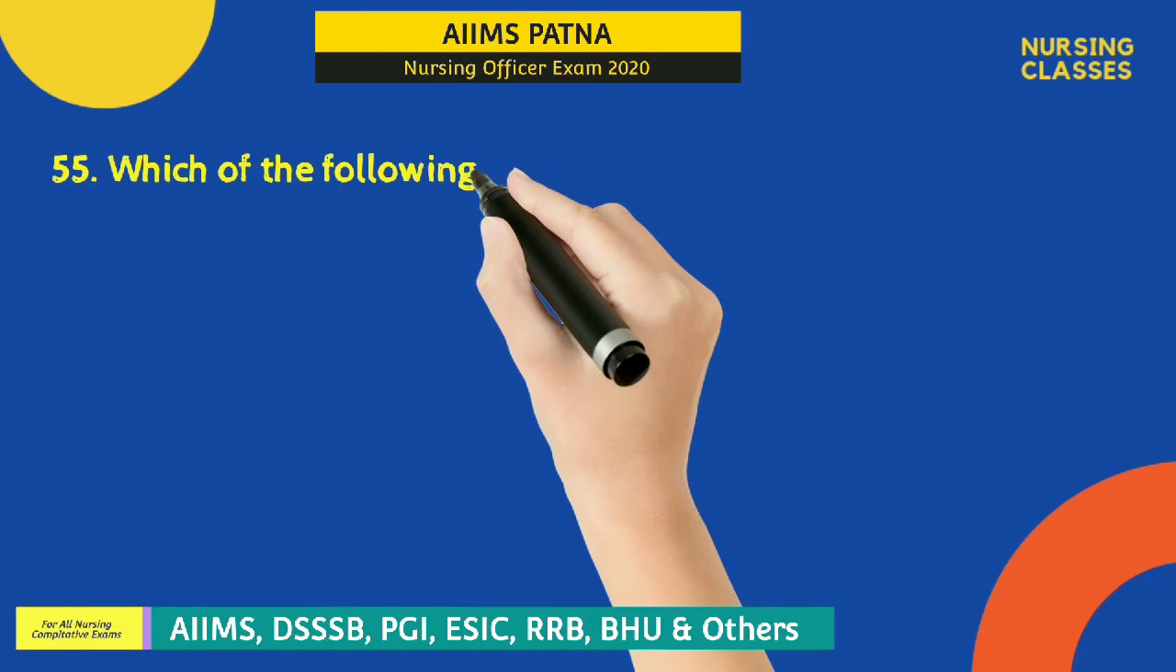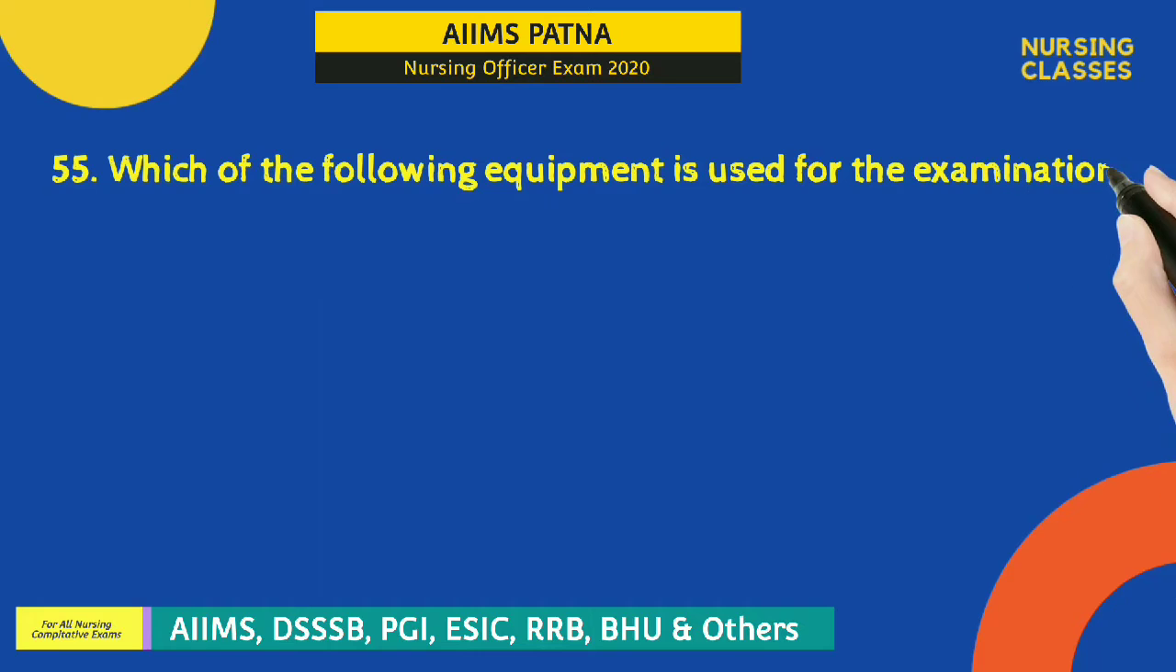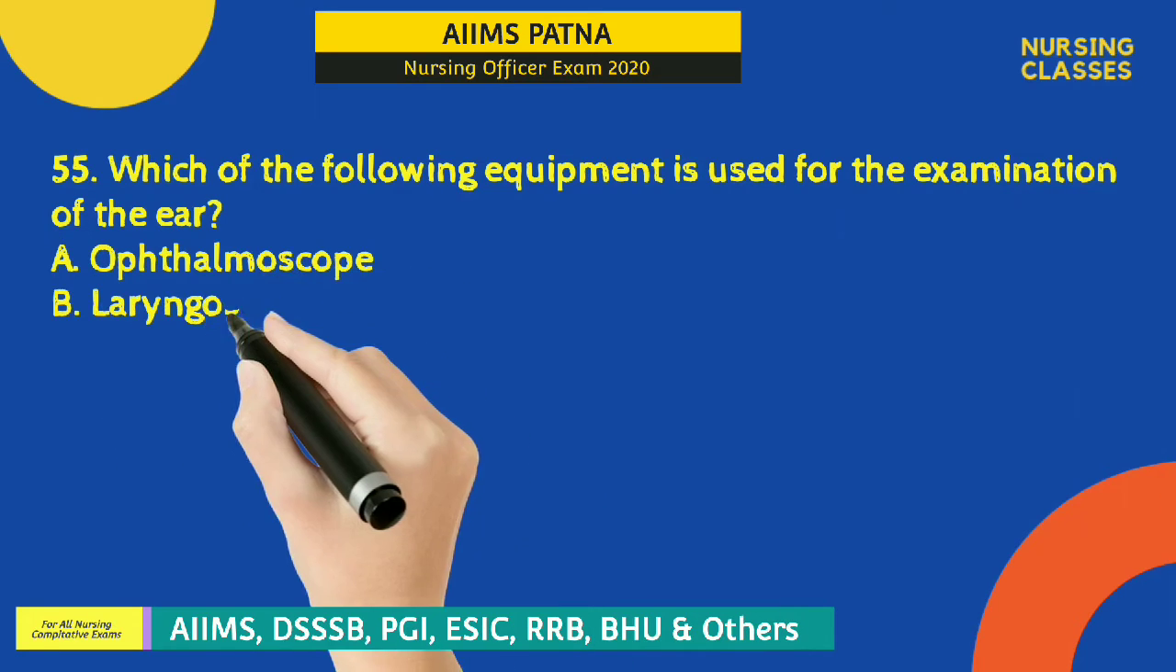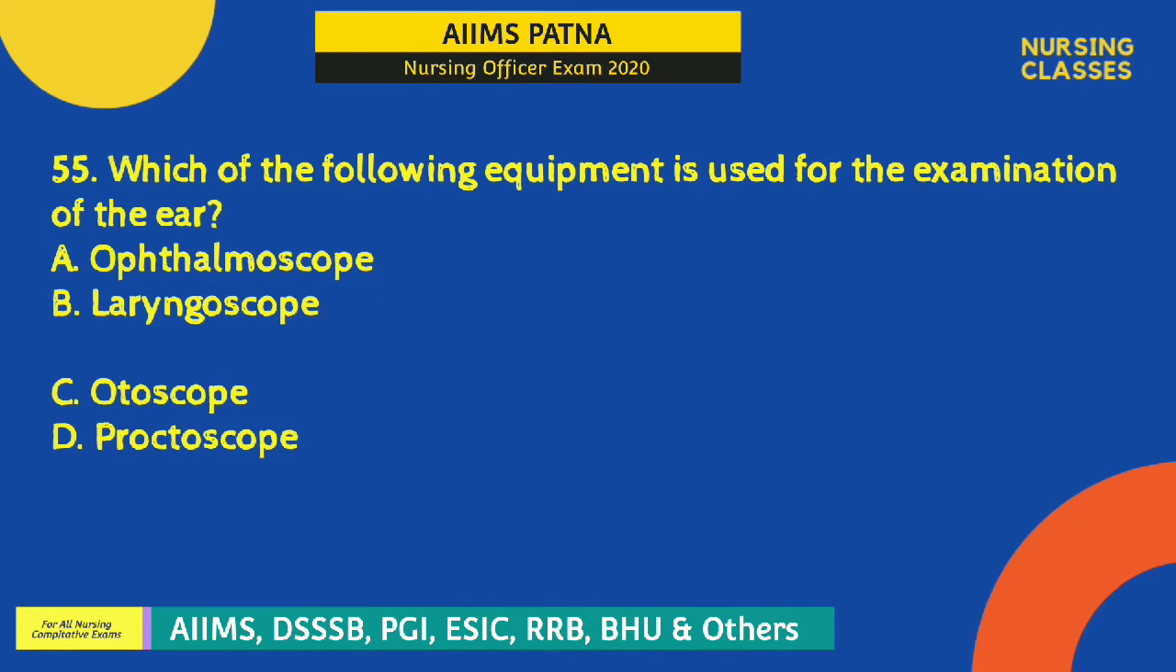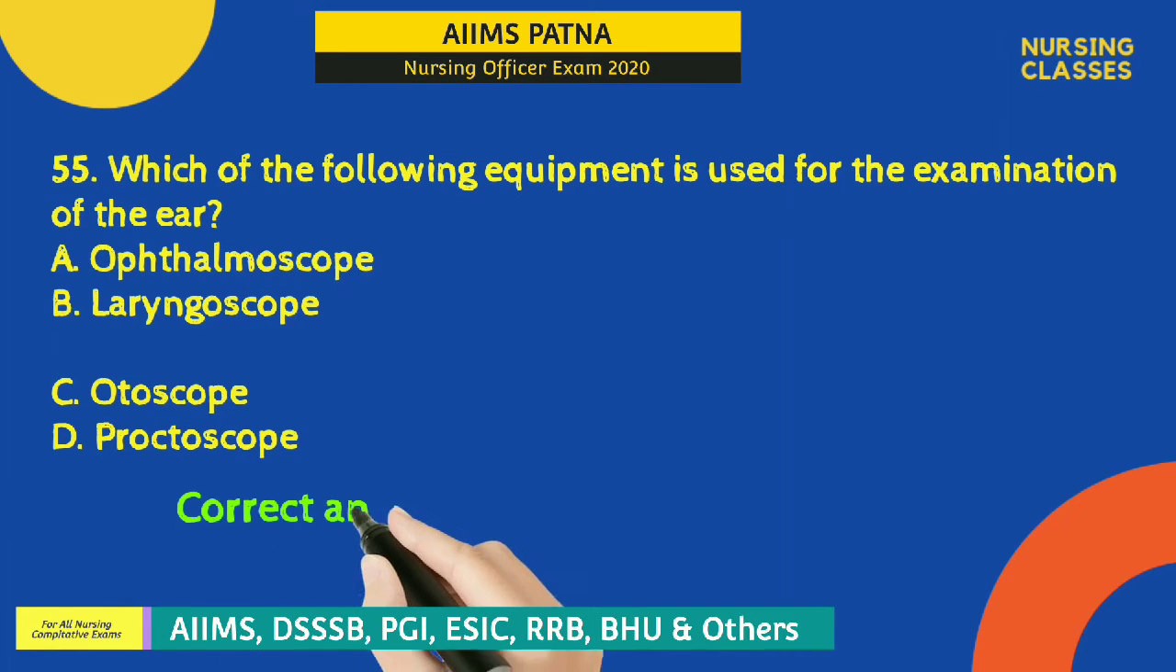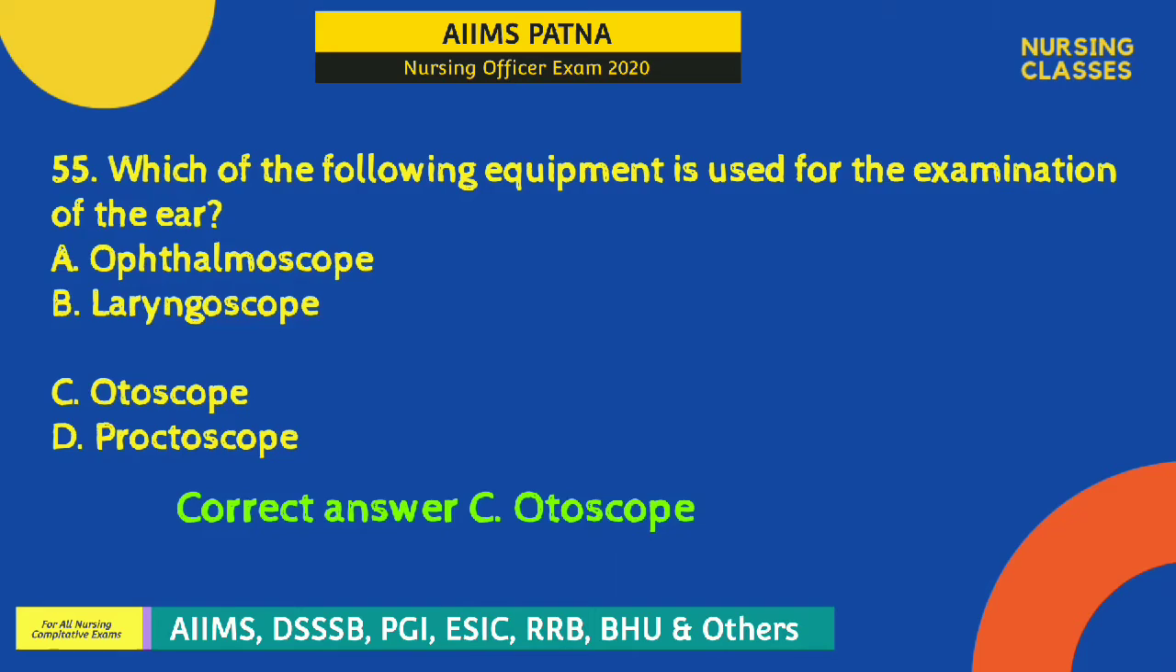55. Which of the following equipment is used for the examination of the ear? A. Ophthalmoscope. B. Laryngoscope. C. Otoscope. D. Proctoscope. Correct answer C. Otoscope.